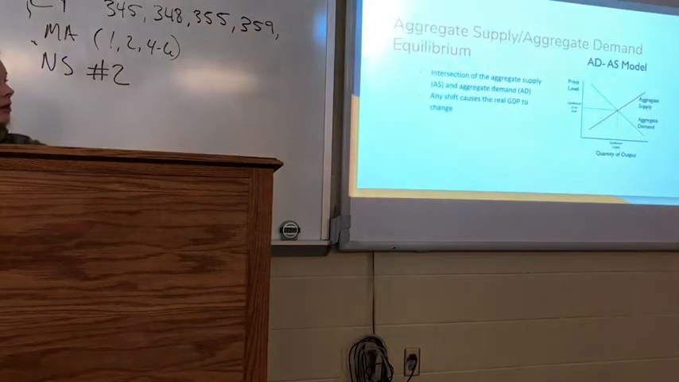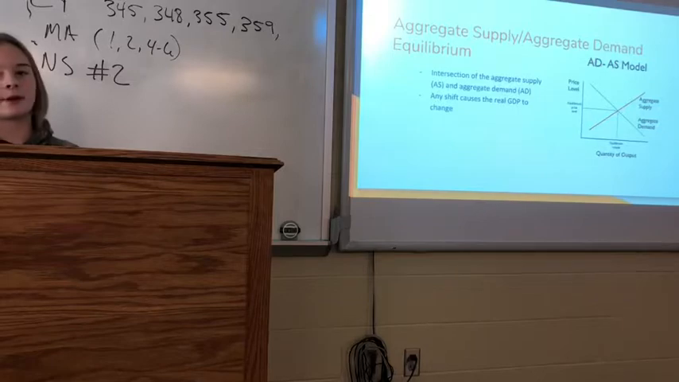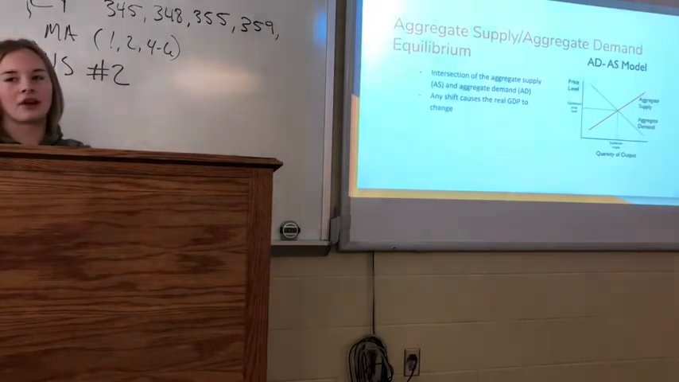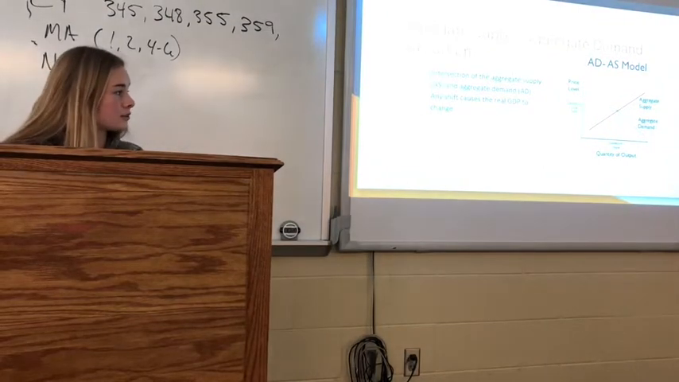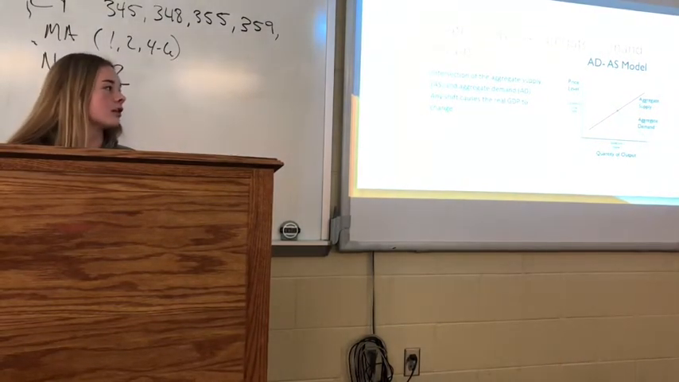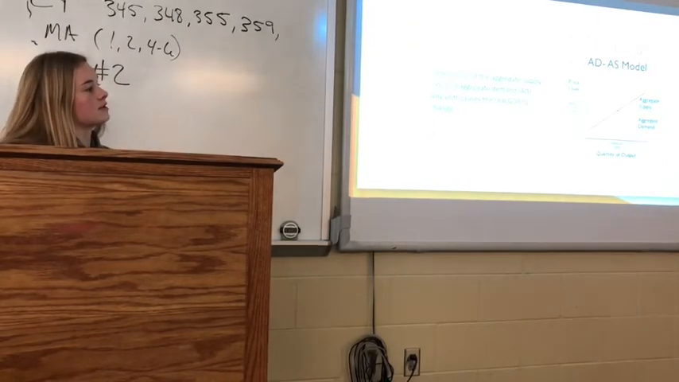So for the equilibrium, it's basically just a combination of the two graphs, and it's where they meet in the middle, for their demand and their supply. So it basically goes back to the demand and supply graph. But any shift causes the real GDP to change. So it just depends on if the supply changes or if the demand changes.